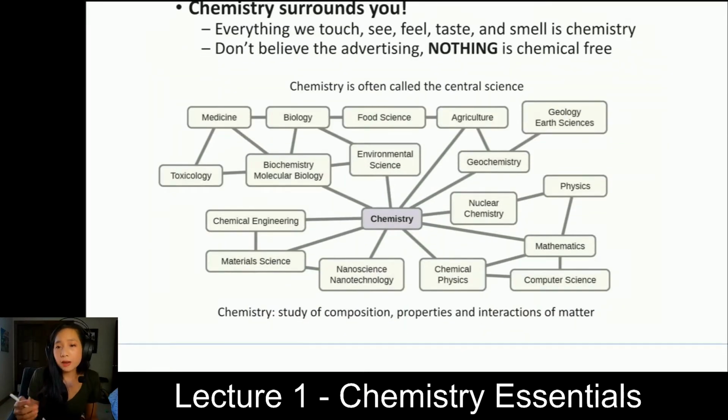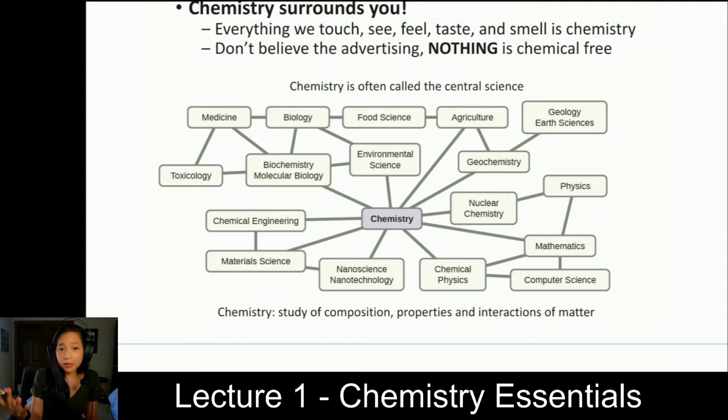Oftentimes chemistry is called the central science because it is a fundamental principle of all sciences. You see here in this schematic that chemistry is in the middle, so obviously a chemist drew up this diagram. It's connected to all of these different other STEM fields. Obviously chemical engineering and nuclear chemistry deal with chemistry, but also some things you might not think about, like if you've ever taken a physics class or a geology class. Agriculture and food sciences rely heavily on chemistry.